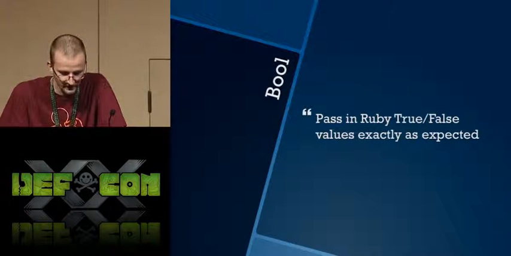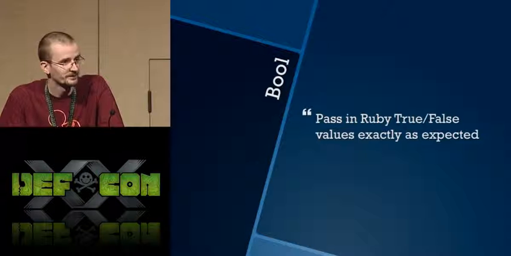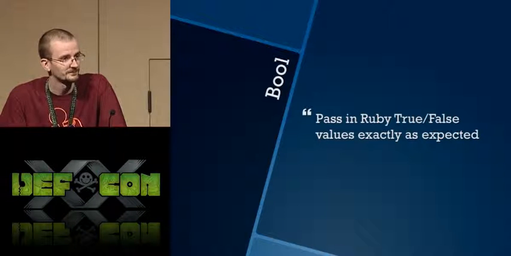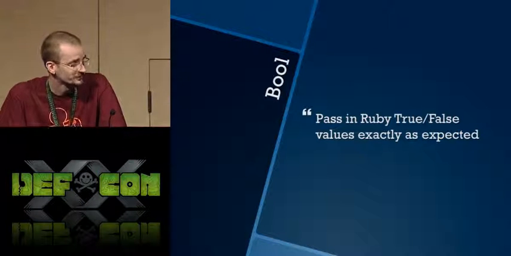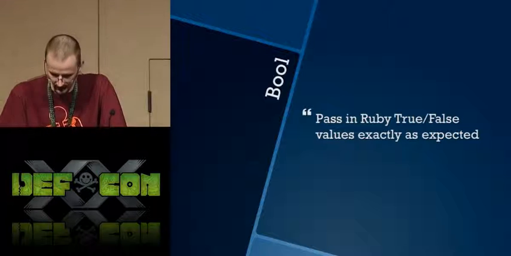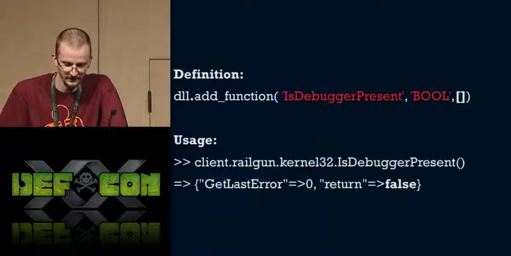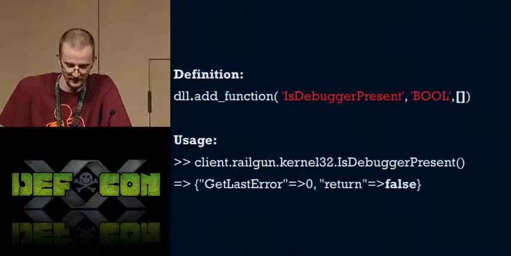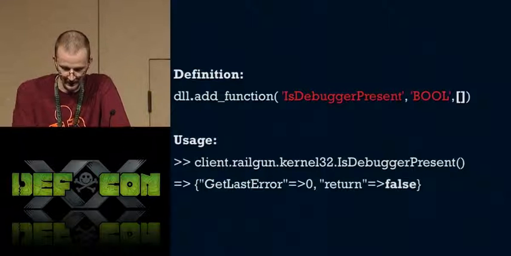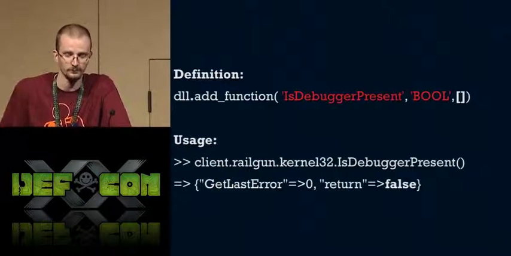We have a Boolean type. There's not much I can say about it. It does exactly what you think it does. You just pass it a Boolean, a true or false in Ruby. And another example, here's the IsDebuggerPresent Windows API call, and it returns an actual false value.